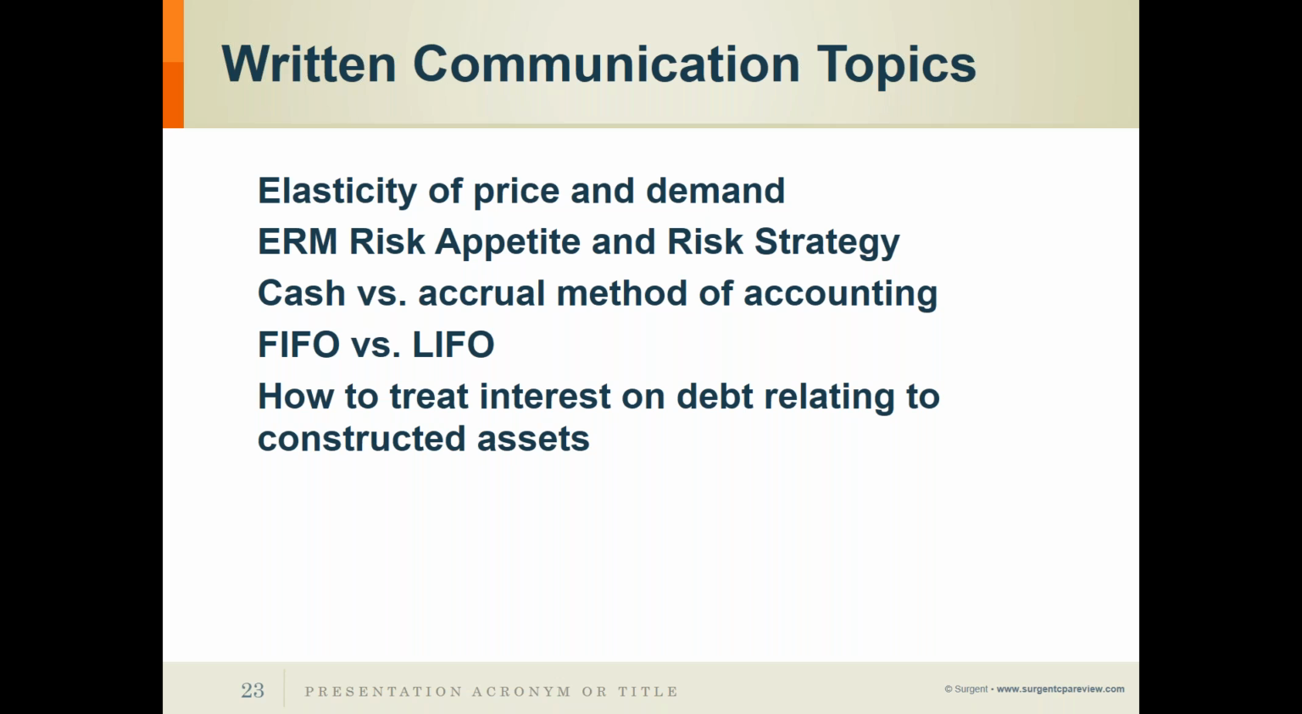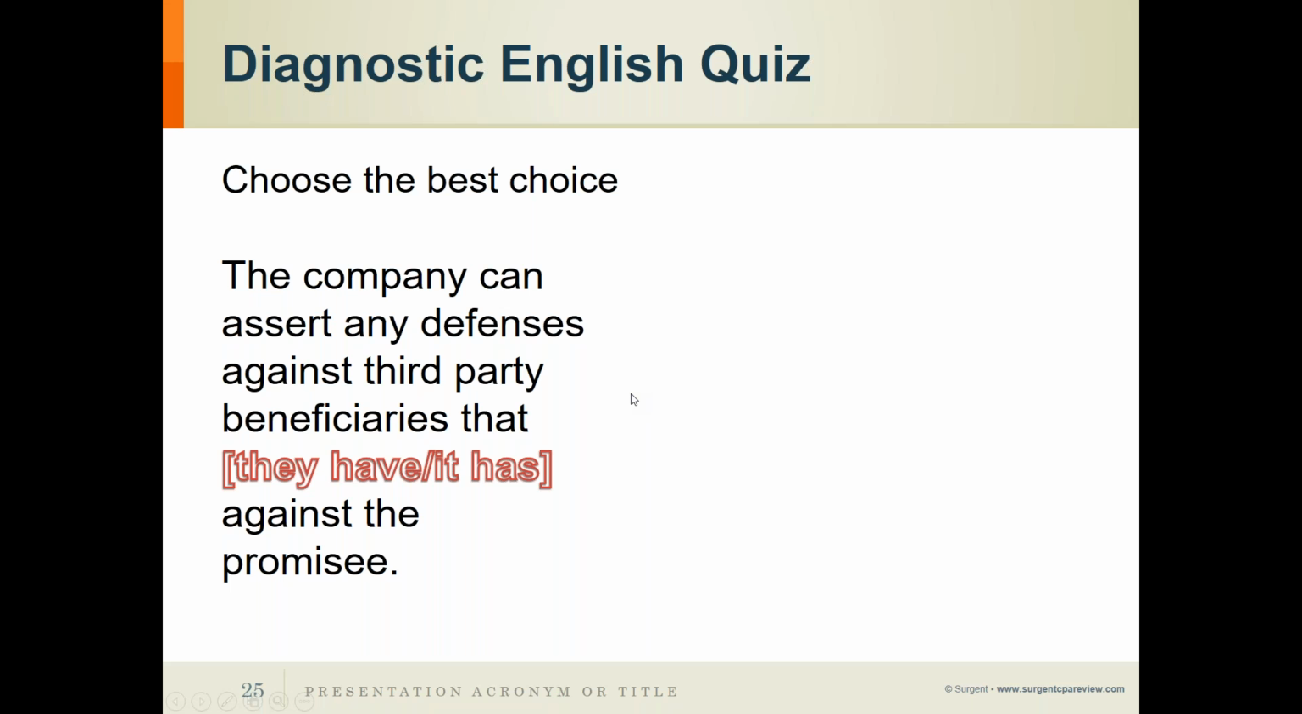to use words in your communication, okay? So here we go. So here is your first question on this diagnostic English quiz that I created. So here's the question, and you're asked to choose the best choice. So the question is, or the statement is, the company can assert any defenses against third-party beneficiaries that they have against the promisee or it has against the promisee.